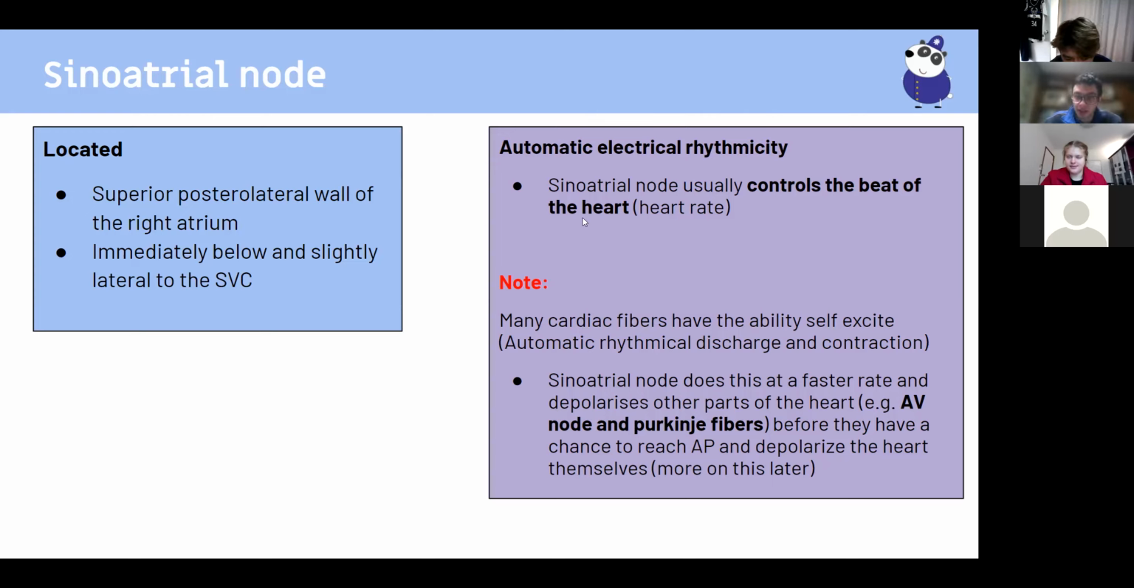The reason why this sinoatrial node predominates is it's a lot quicker. So it's going to have an action potential, lead to current flowing through everywhere, and it's just going to do that before any of the other structures can. So it predominates. There's an entire lecture on this next week, so don't get too stressed about that. Because of its faster rate, other parts of the heart won't have a chance to reach action potential and depolarize the heart themselves.